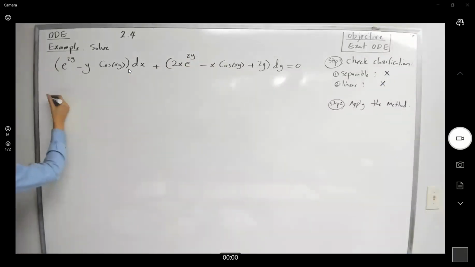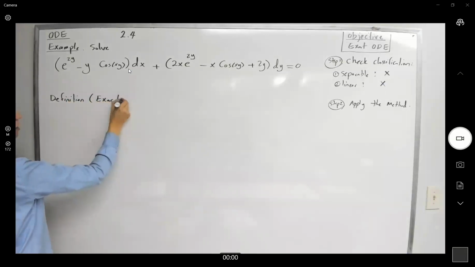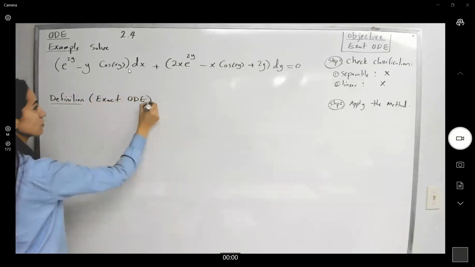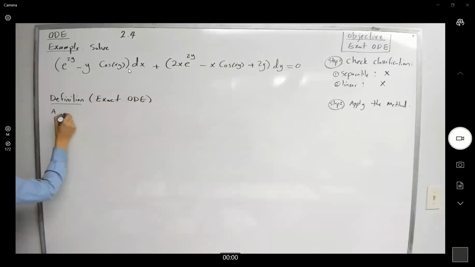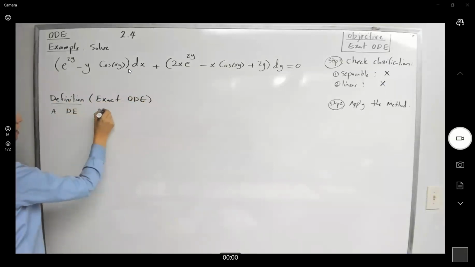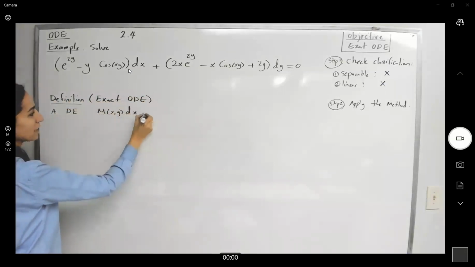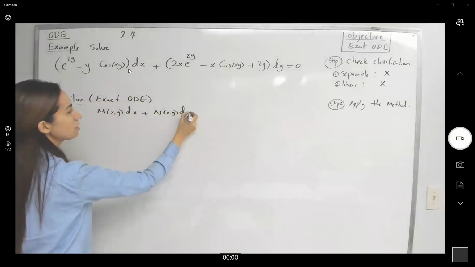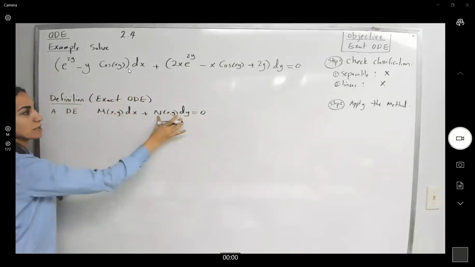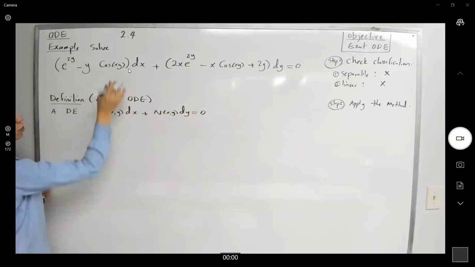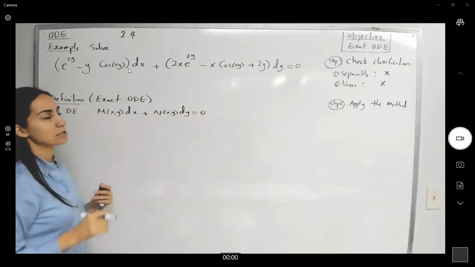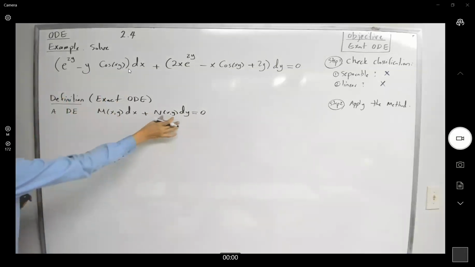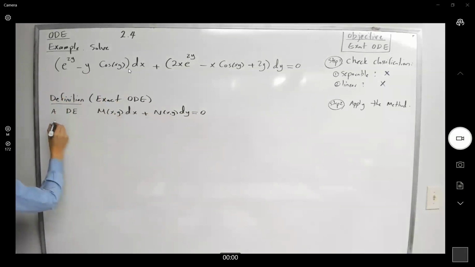Definition. Definition of an exact ODE. So, a differential equation of the form m of x and y dx plus n of x and y dy equal to 0. In this case you have scalar functions in terms of x and y, and these are not vector functions, these are just scalar functions. A differential equation of this form is called exact if you have the following conditions.